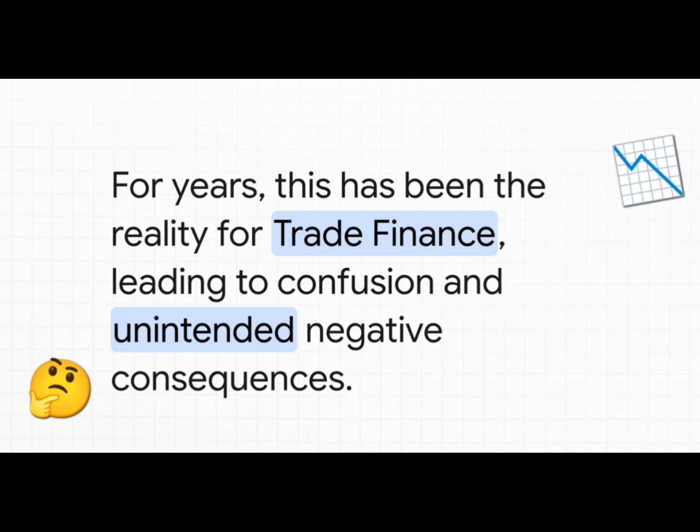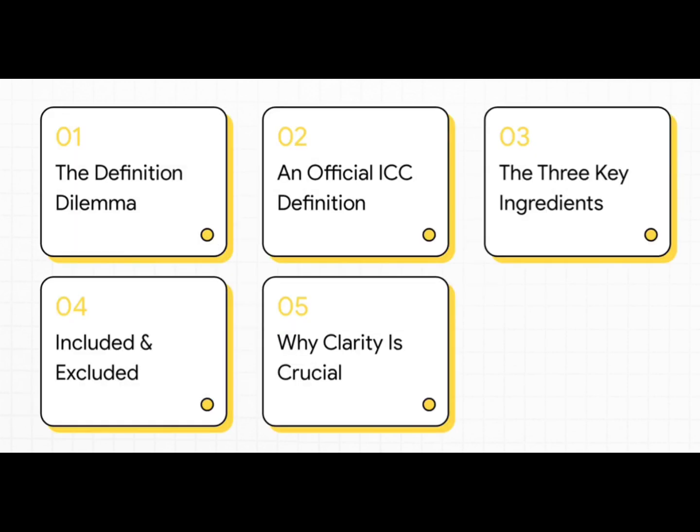And that lack of a common language, that wasn't just some academic problem. It created genuine confusion and led to what the International Chamber of Commerce themselves call unintended negative consequences for real businesses, big and small. So here's what we're going to do in this explainer. We'll look at the dilemma, check out the new official definition from the ICC, break down its key ingredients, figure out what's in and what's out, and finally, get to the bottom of why all this clarity is so crucial.